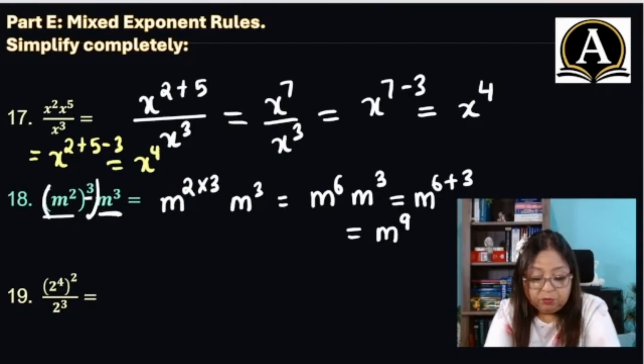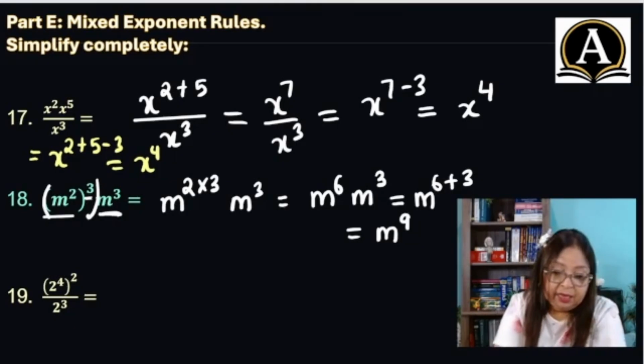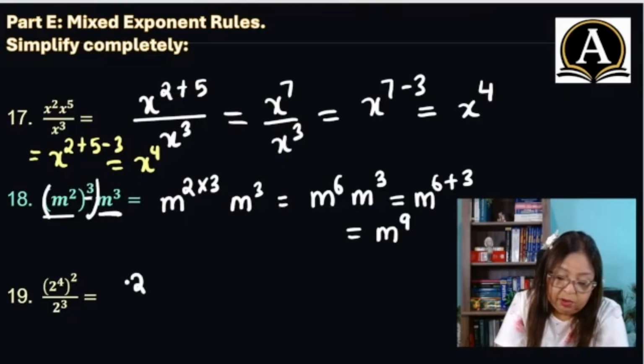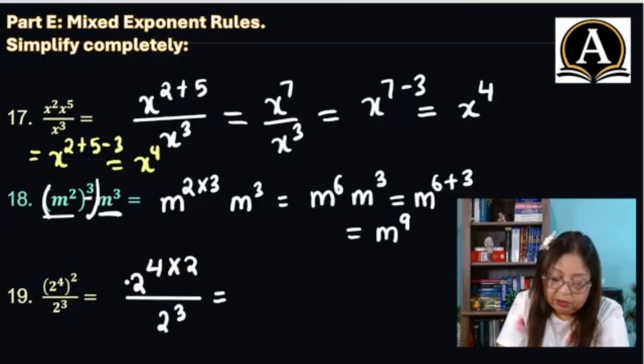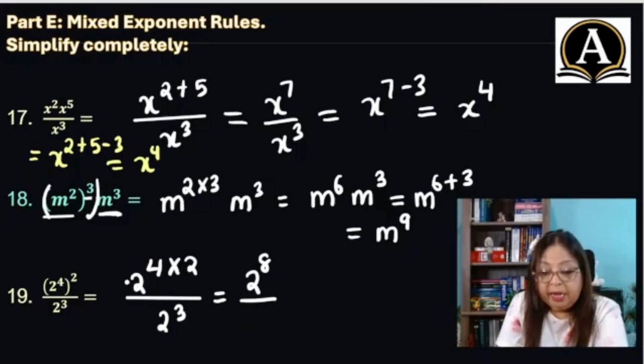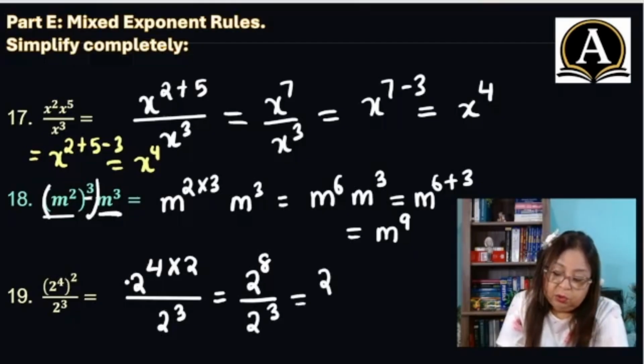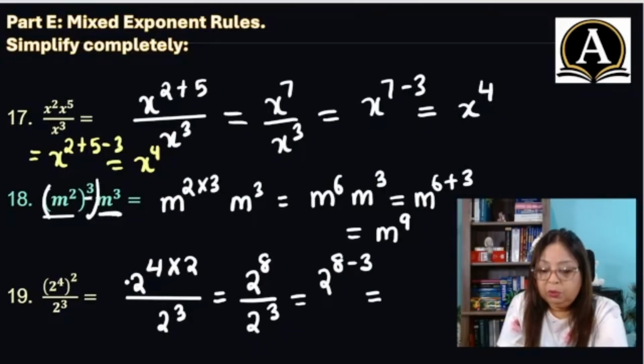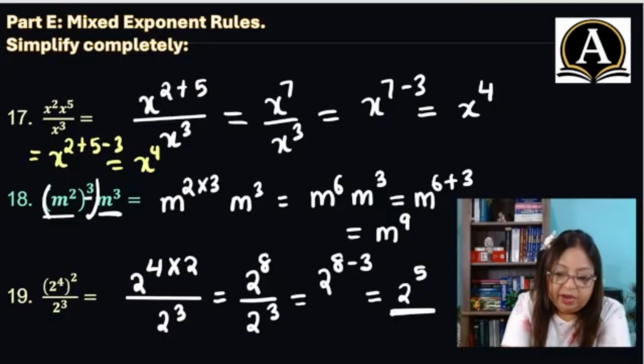Numerator, 2 to the power 4, to the power 2. That gives us 2 to the power 4 times 2 at the top, divided by 2 to the power 3. What do we get? 2 to the power 4 times 2 is 8 for the numerator, and the denominator is 2 to the power 3. That gives us 2 to the power 8 minus 3, which is equal to 2 to the power 5. So the answer is 2 to the power 5.